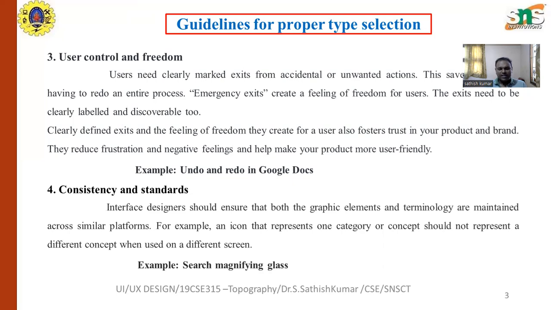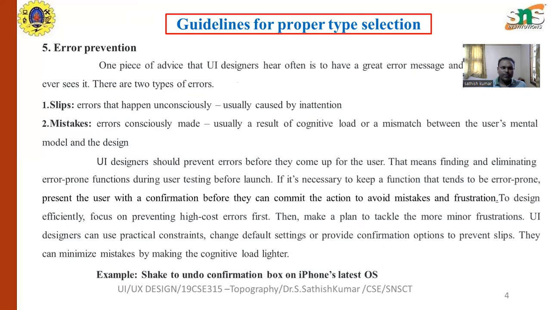So consistency and standards. For example, the search magnifying glass. The interface designer should ensure that both graphic elements and terminology are maintained across similar platforms. For example, an icon that represents one category or concept should not represent a different concept when used on a different screen. So the next one is error prevention.